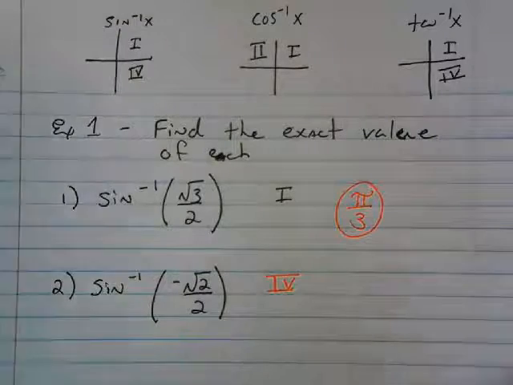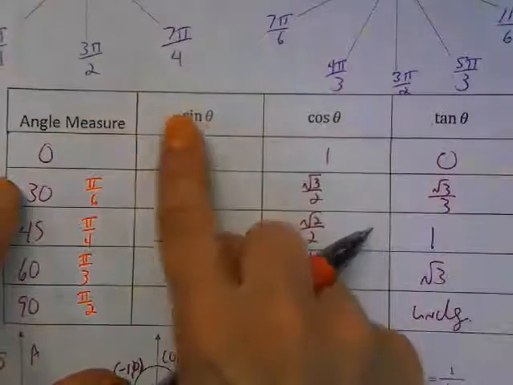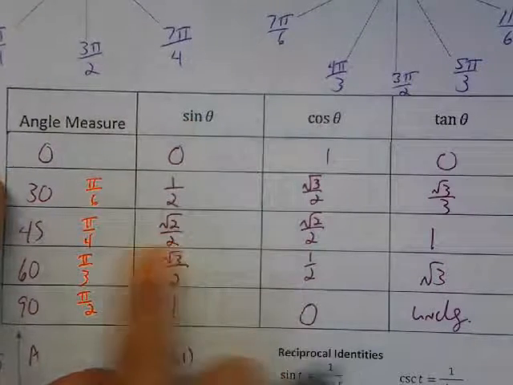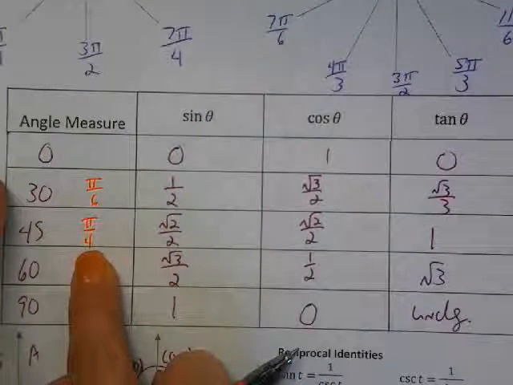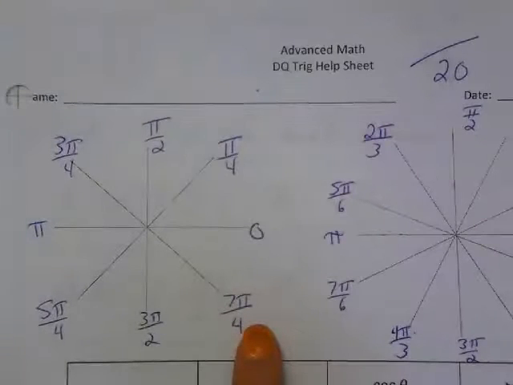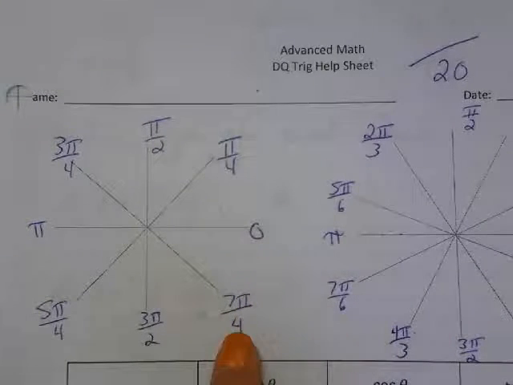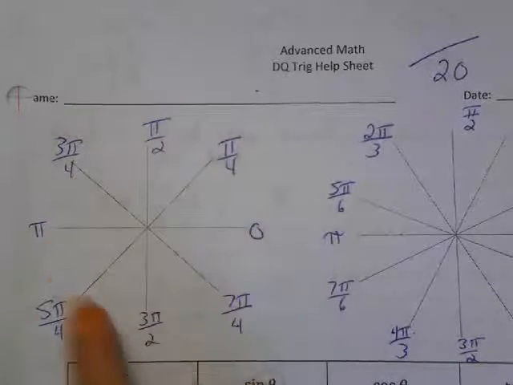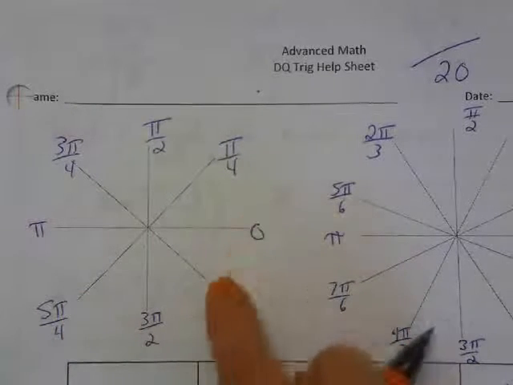So let's go to our chart, find sine square root of 2 over 2, and I have to be a pi over 4 angle. But I need to be in this quadrant. So you could tell me I'm 7 pi over 4, but if you did that, I'd have to go all the way around. What's a quicker way to get there?